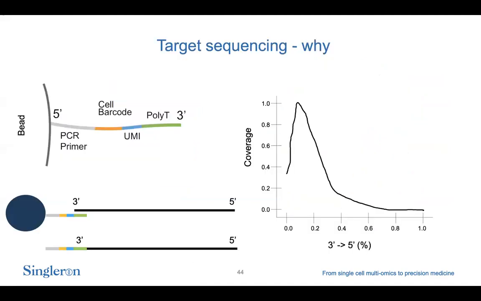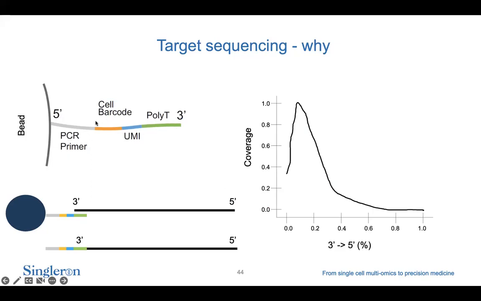Now, let me get to target sequencing. So why do people actually offer target sequencing, and what does it actually mean? As I already explained, on the beads you have this sequence that contains poly-T sequences, a unique molecular identifier, the cell barcode, and the PCR primer.